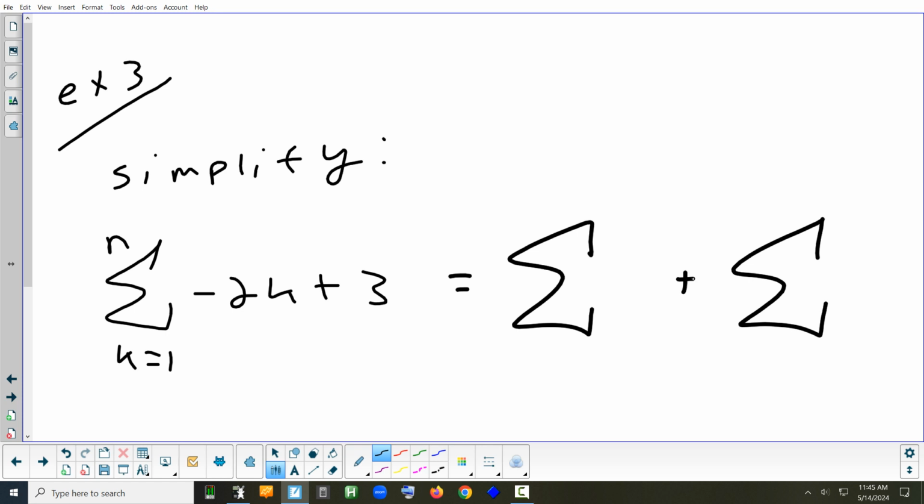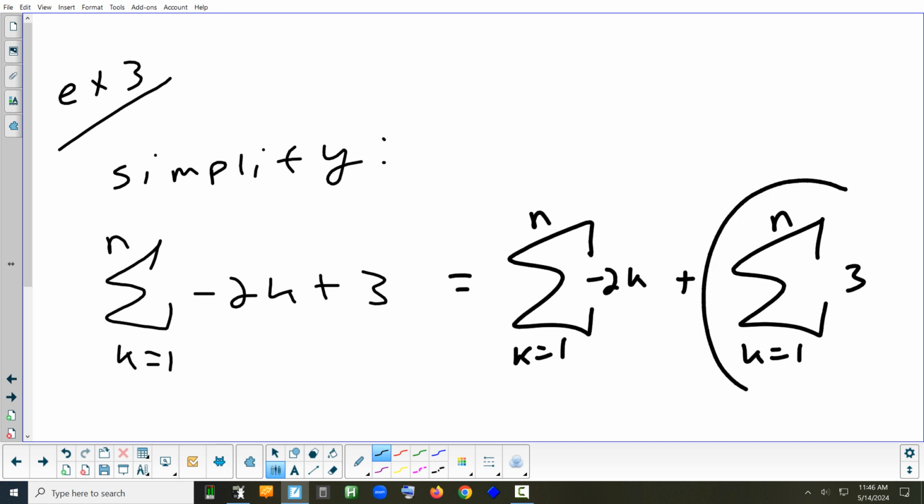What's going to be the starting index of each sigma? K equals 1. What's going to be the stopping point for each sigma? N. And I don't know if it's technically called this, but I call it my argument, my formula. What's going to be the argument? It's going to be negative 2k. And what about the argument to my second sigma?